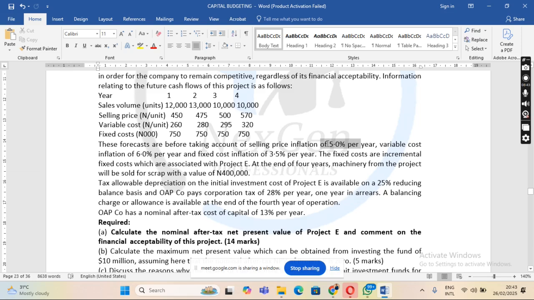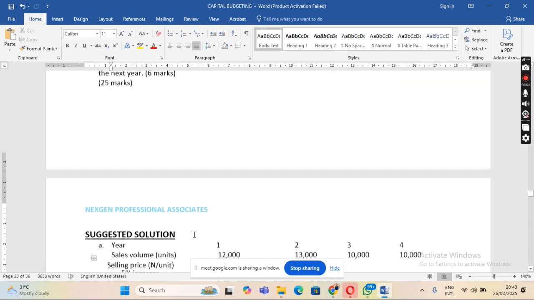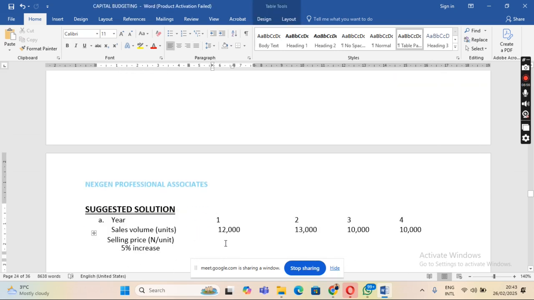This is 5% increase, so I have 472.5. Check. Someone give me the figure. Now 472.5, check it. 472.5, okay, that's fine. So let's move ahead to the next one, right?